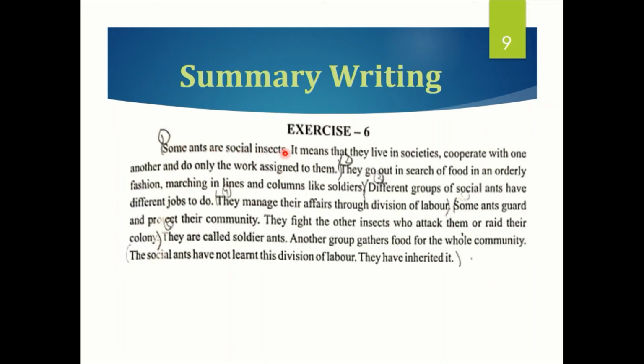Some ants are social insects. It means that they live in societies, cooperate with one another, and do only the work assigned to them. They go out in search of food in an orderly fashion, marching in lines and columns like soldiers. Different groups of social ants have different jobs to do. They manage their affairs through division of labor. Some ants guard and protect their community. They fight the other insects who attack them or raid their colony. They are called soldier ants. Another group gathers food for the whole community. The social ants have not learned this division of labor.